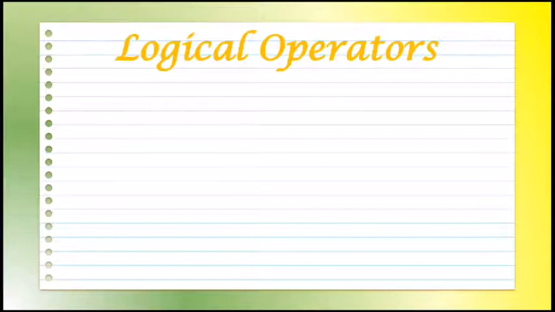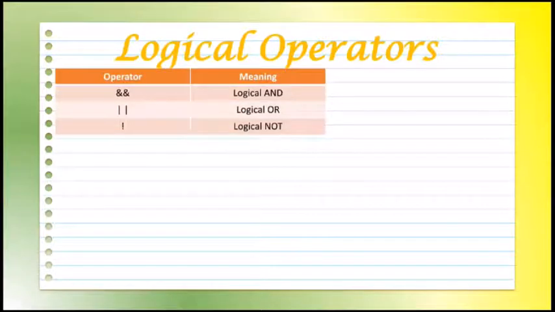So the next type is the logical operator. In addition to the relational operators, C has 3 logical operators. The first one is the AND symbol, which means logical AND. The second one is OR, the meaning is logical OR. And the third one is NOT, and the meaning is logical NOT.